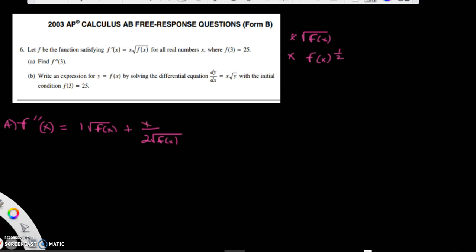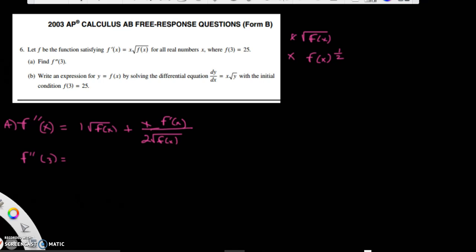Okay, now we want to find f double prime of 3. So now we're just going to plug in, times the derivative of the inside. You can't forget about that, right? So you're going to get f prime of x. Can't forget about that.